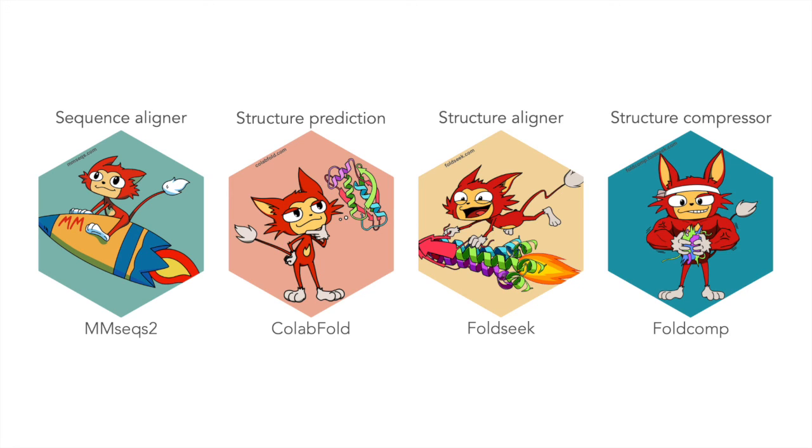Our lab is actively developing many methods for this protein structure area. We have the sequence aligner named MMseqs2, and also the structure prediction tool named ColabFold, the structure aligner Foldseek, and now we have the structure compressor Foldcomp.